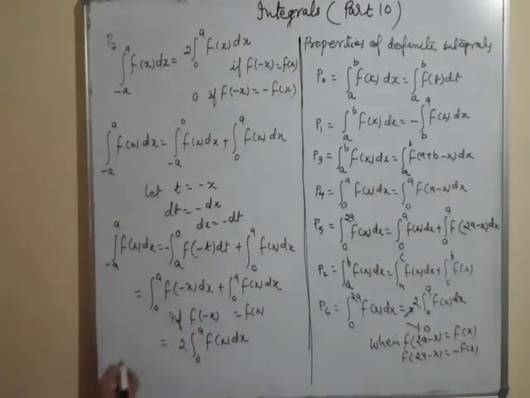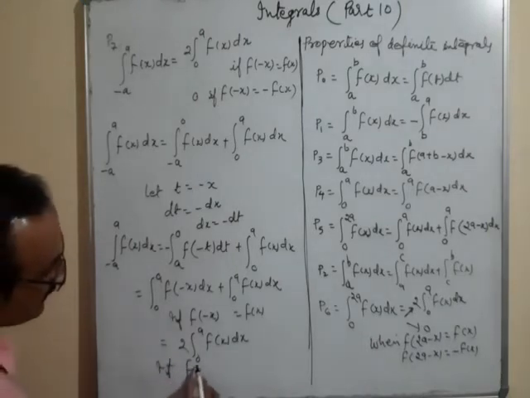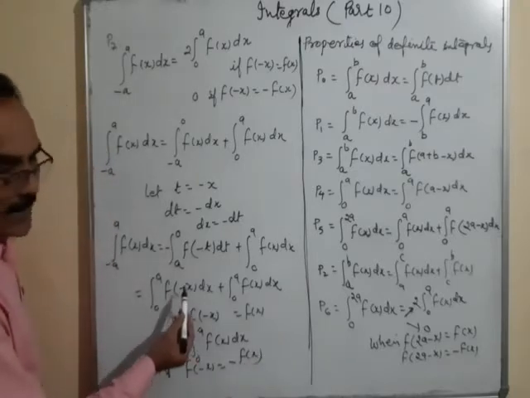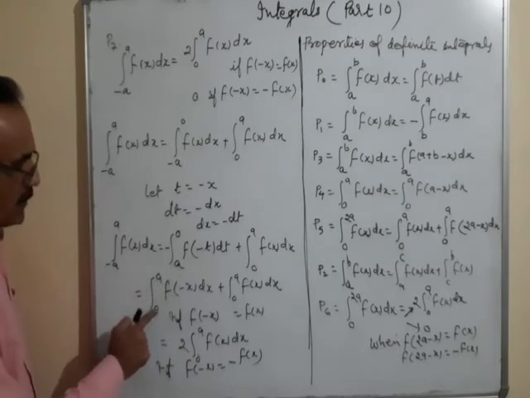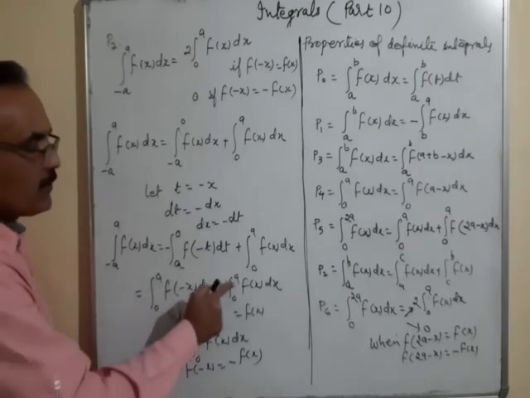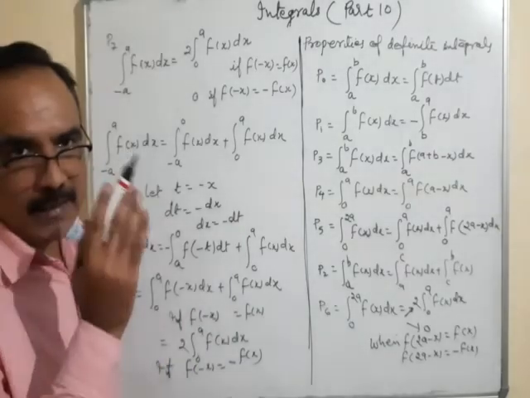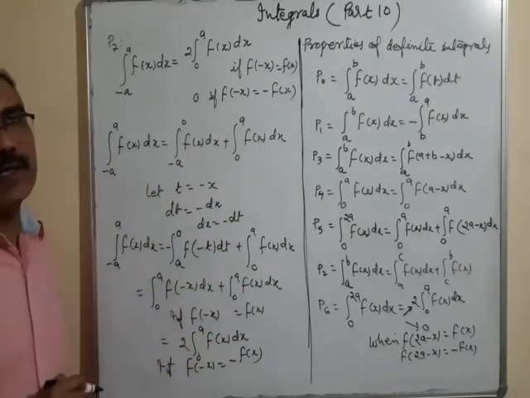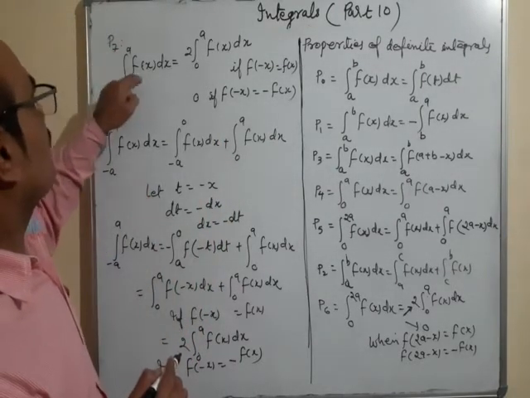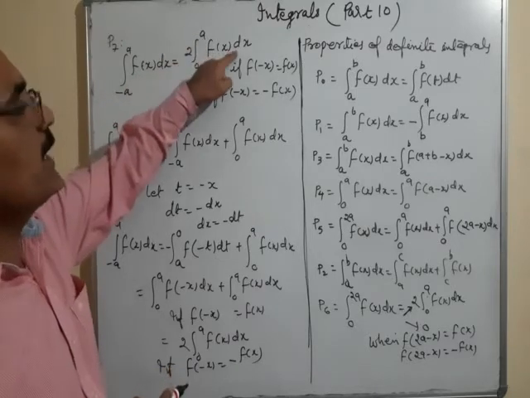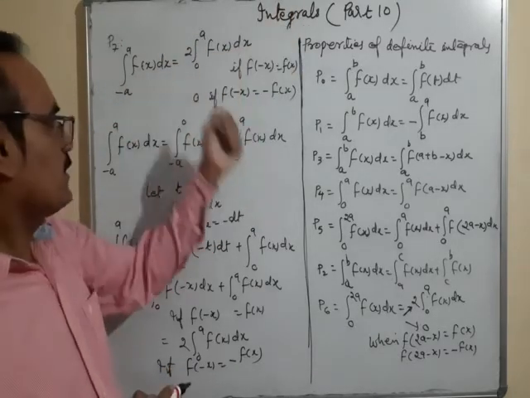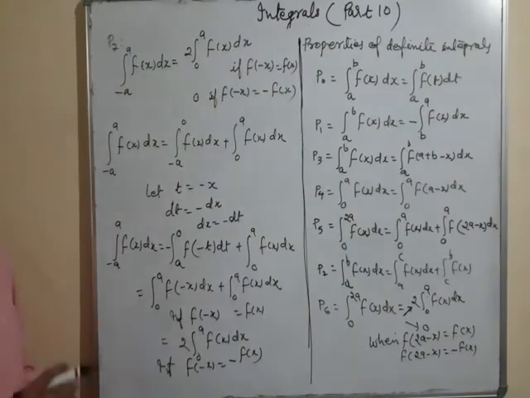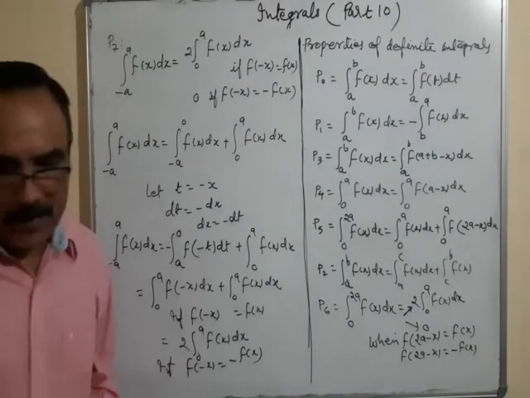But if f of minus x is equal to minus f of x, then what happens? For f of minus x, I can write minus f of x, so it is minus the integral from 0 to a of f of x dx plus the integral from 0 to a of f of x dx. Both terms are exactly the same but the sign is opposite, so they cancel and the result is 0. So the integral from minus a to a of f of x dx is equal to 2 times the integral from 0 to a of f of x dx if f of minus x is equal to f of x, but 0 if f of minus x is equal to minus f of x. These are the properties which would be used.